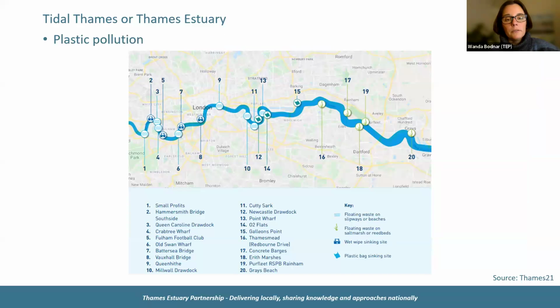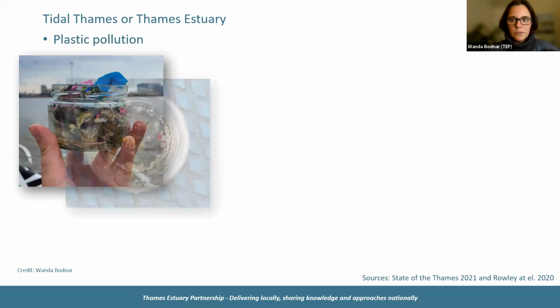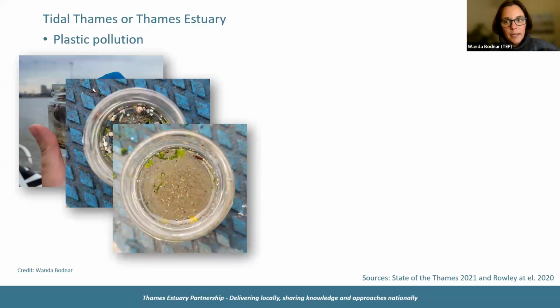Moving on to plastic pollution. The sources of plastic pollution include strong winds, heavy rainfall, the tributaries, road runoffs, sewage outflows, and due to the shape and the morphology of the Thames, litter can accumulate at certain areas on the foreshore, creating so-called litter hotspots. And the plastic items that remain in the water column will break into smaller and smaller pieces over time due to the sun and wind action.